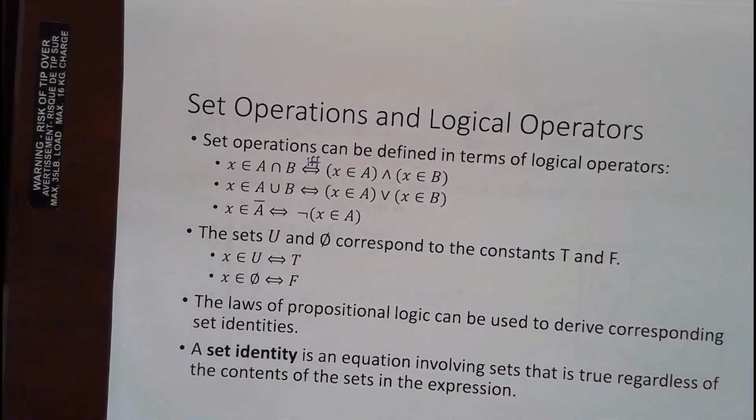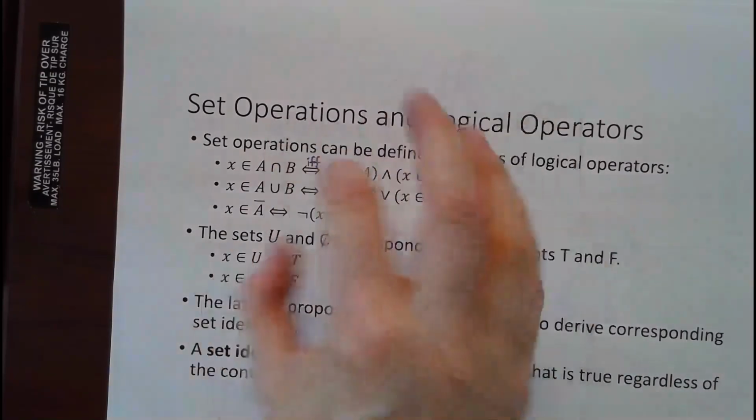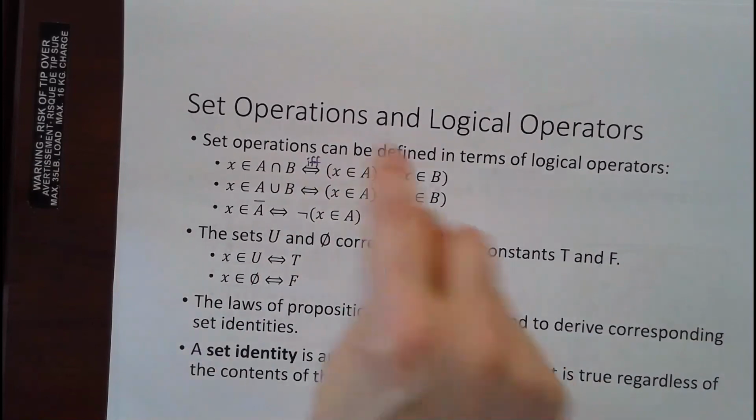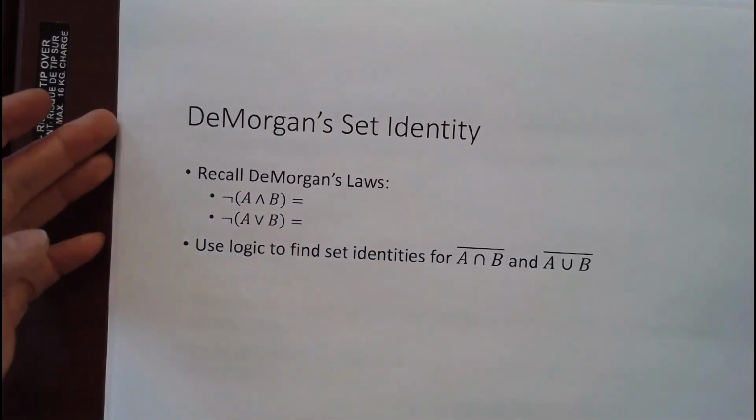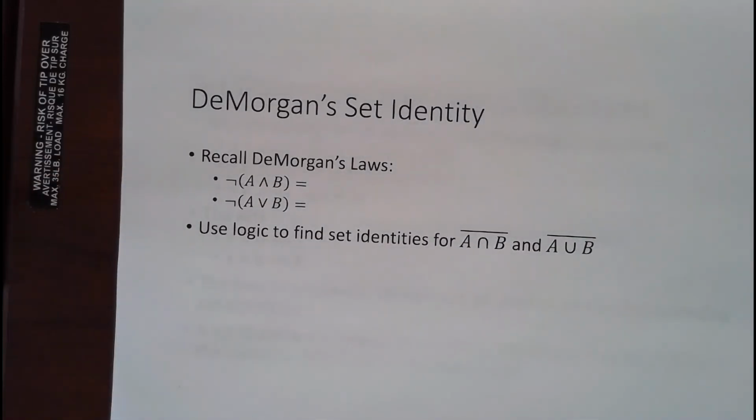And so we can use the logic operators to make set identities, which will basically be equations involving sets that will be true regardless of the contents of the set. We don't have to know what the sets are. We can just logically prove these certain identities about sets. We'll just do one of them and then we'll be done, and next time we'll look at all the rest of them. Okay, so De Morgan has a set identity.